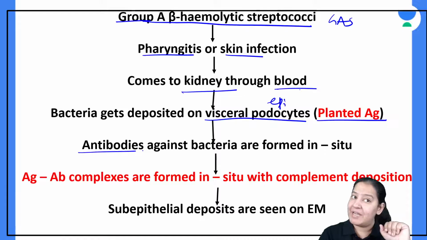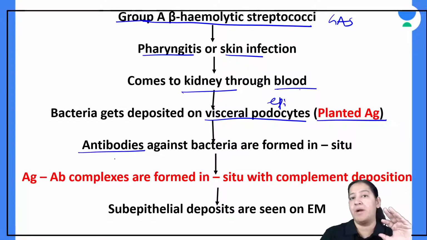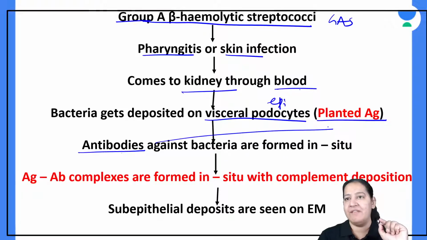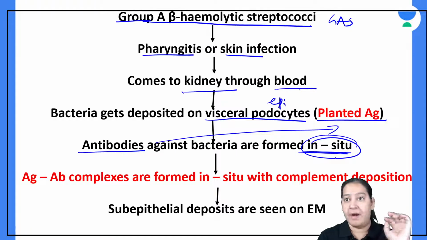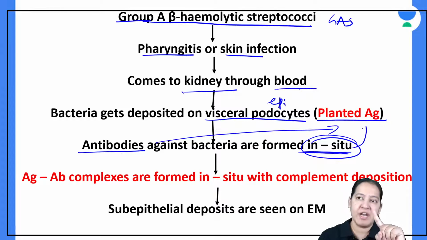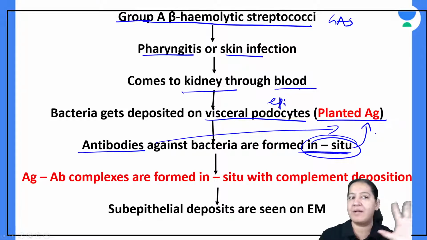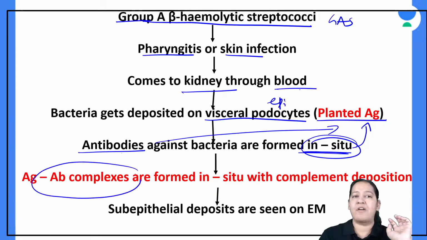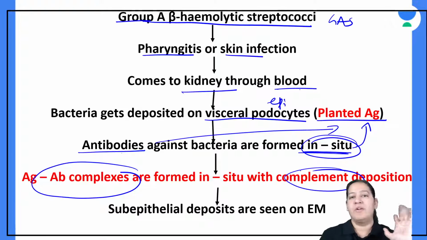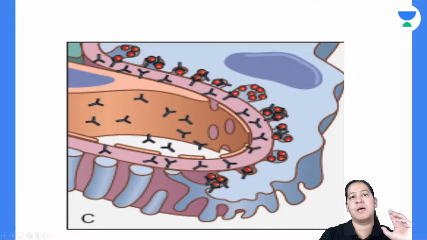Now the body will form antibodies against it. Antibodies are formed in the blood. They will also go behind the bacteria inside the kidney. Inside the kidney, they will bind with the planted antigen, and they will form complexes with it. So antigen antibody complexes are not formed in blood. They are formed inside the kidney, that is in situ antigen antibody complex formation against a planted antigen. Now these complexes are formed and along with it complement will also come. So deposits are subepithelial. Subepithelial. Give me a thumbs up if you got it.